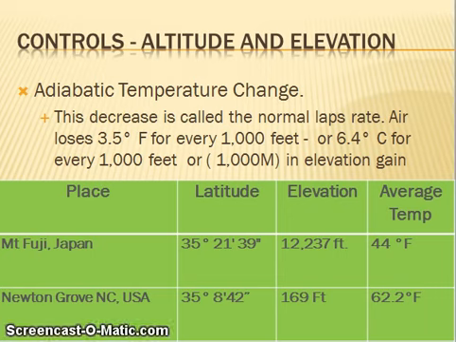So here's an example of two places that are at very similar latitudes, however their elevations are dramatically different. You can see that in Japan the average temperature at Mount Fuji is much colder than in Newton Grove, North Carolina, and that's a result of that control of altitude.